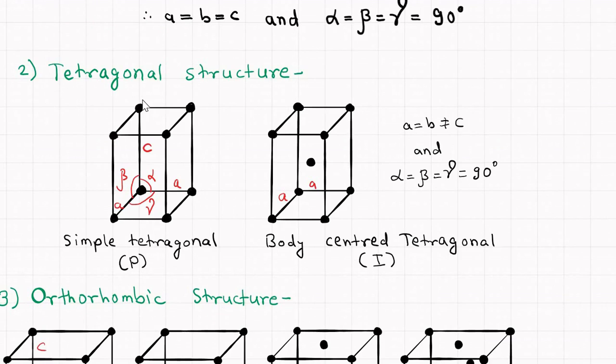Next is tetragonal structure. In this crystal structure arrangement, three axes are at right angles, two sides are equal, while the third side is different in length. Therefore, A is equal to B is not equal to C and alpha is equal to beta is equal to gamma is equal to 90 degree. Figure shows the two types of tetragonal structure, that is simple tetragonal and body centered tetragonal structure.